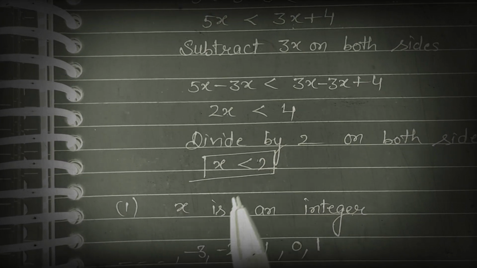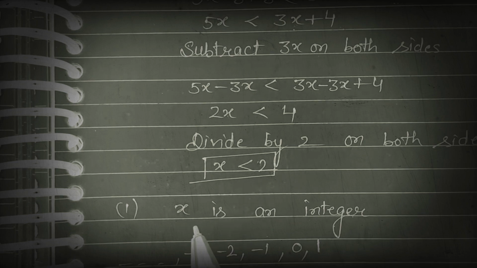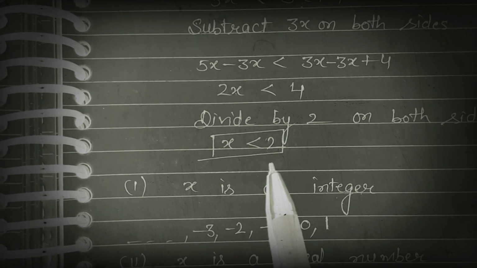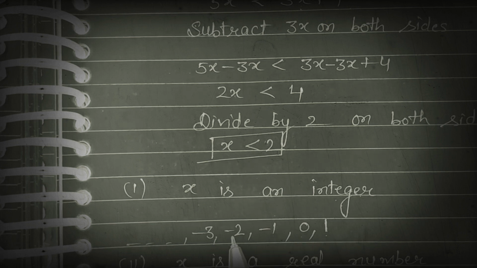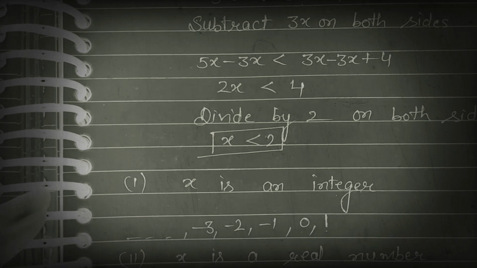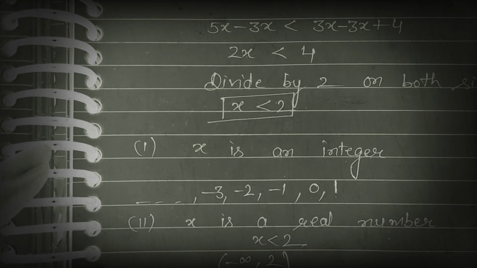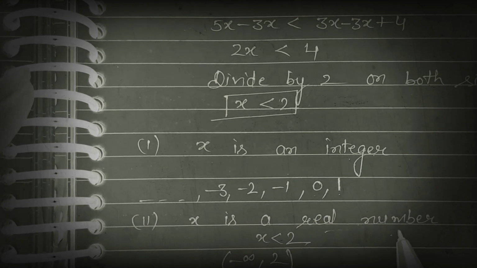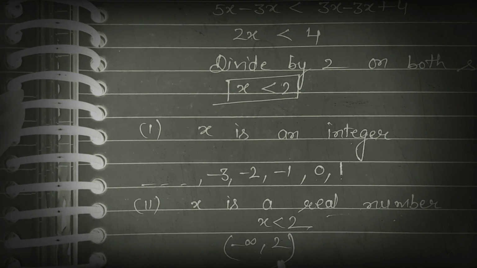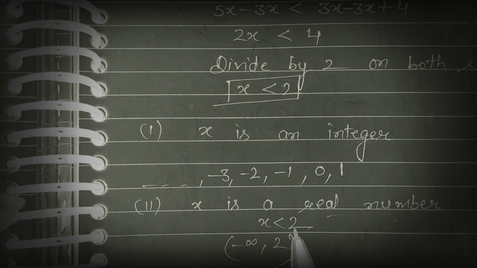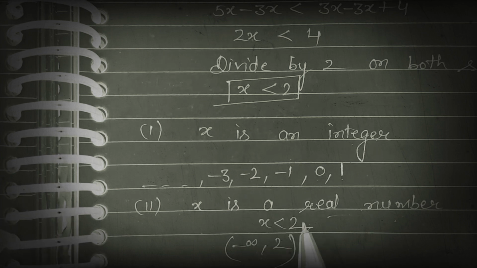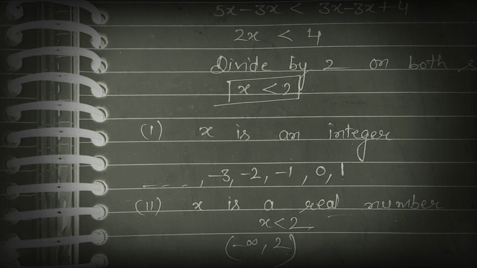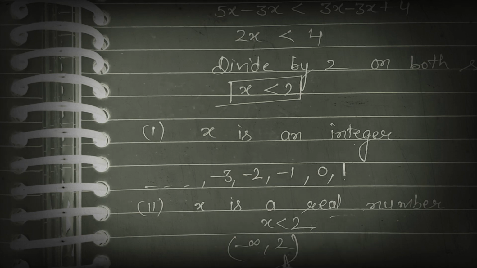In the first case x is an integer, but we want to find out x. It is an integer. So integers less than 2 will come: 1, 0, -1, -2, -3 and so on. Clear? Now in the second part, x is a real number. So real numbers we can define by intervals. This is an open interval because 2 is not included. x is less than 2. That means x is less than 2, so which interval will we take? Open. Minus infinity to 2. This is x as a real number when x is less than 2.